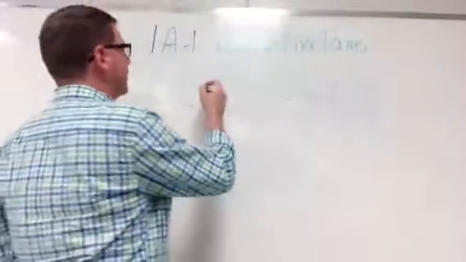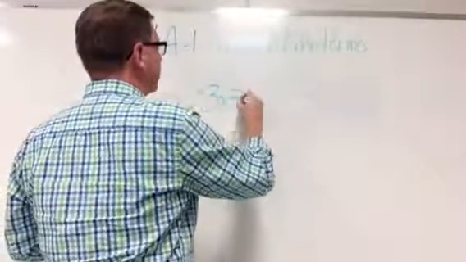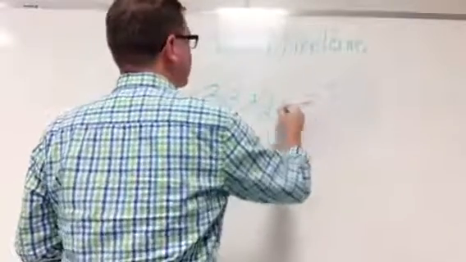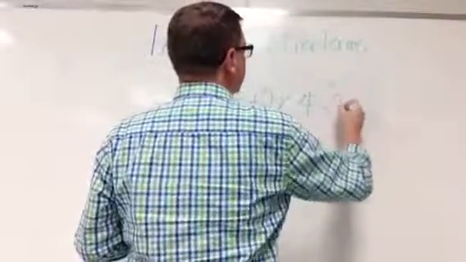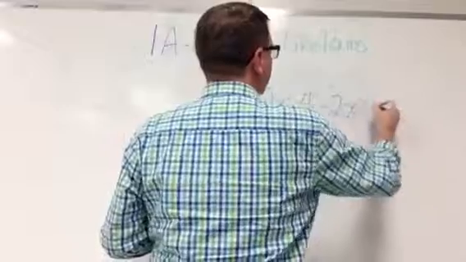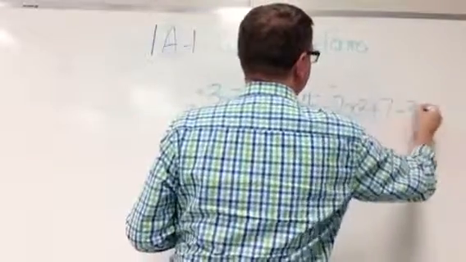So let's say, for instance, I have 3x squared plus 2x minus 4 minus 2x squared plus 7 minus 3x.